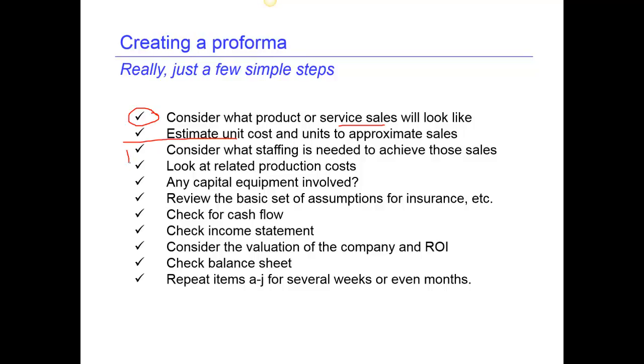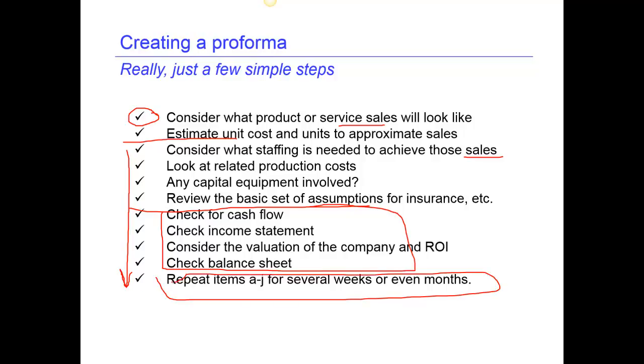And of course, from there on out, you just run through these next 9 steps, and you're just going to look at staffing needed to achieve the sales. Then we look at related production costs, which might be percentages, and then ask yourself, how are we going to produce this? And then, of course, with all that in place, you simply check your basic 4 financial statements, and go through and repeat this for several weeks or even months until you can establish what your 5-year pro forma revenue is, which seems to be the standard when we create business plans.